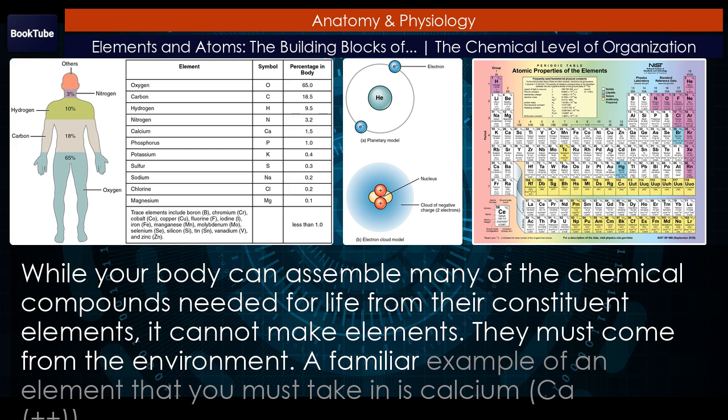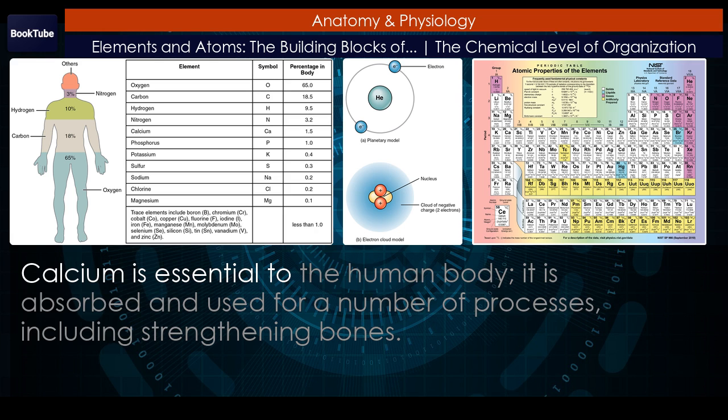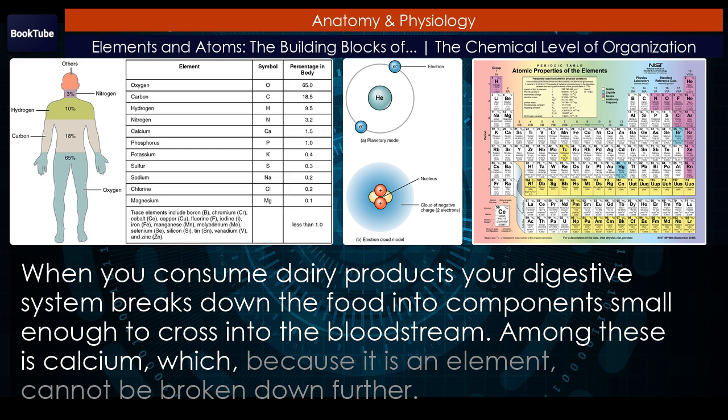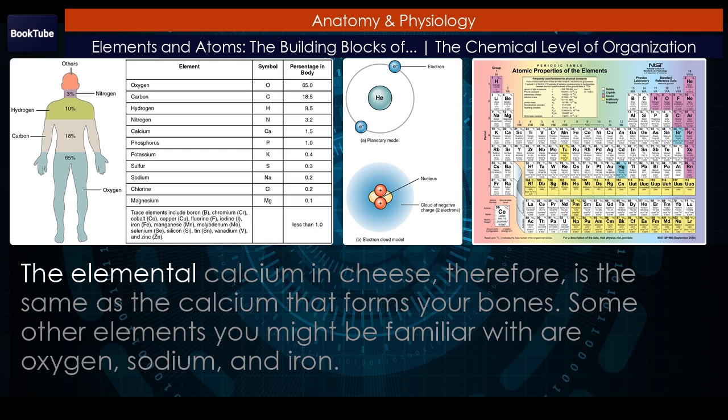A familiar example of an element that you must take in is calcium, Ca++. Calcium is essential to the human body. It is absorbed and used for a number of processes, including strengthening bones. When you consume dairy products, your digestive system breaks down the food into components small enough to cross into the bloodstream. Among these is calcium, which, because it is an element, cannot be broken down further. The elemental calcium in cheese, therefore, is the same as the calcium that forms your bones.